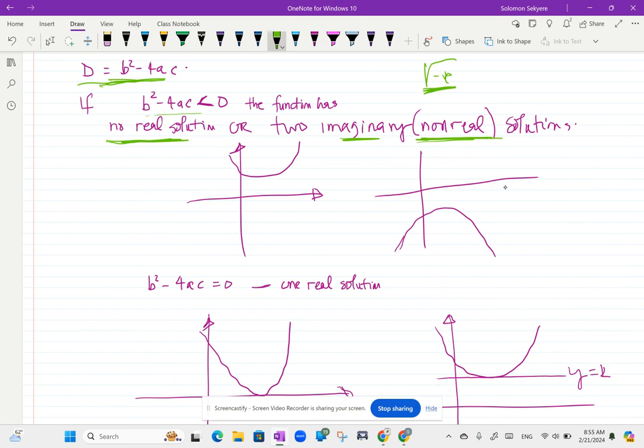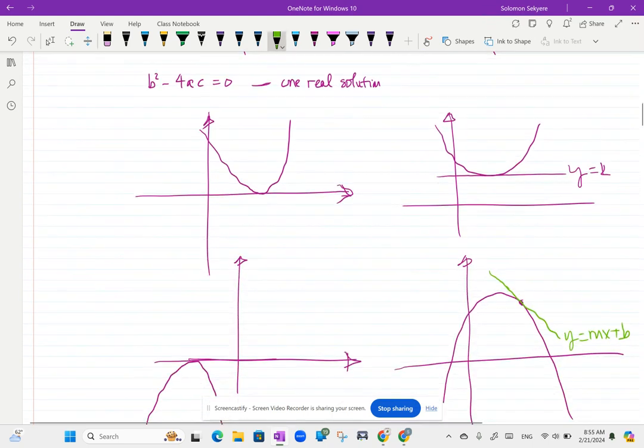And this is what it looks like. It doesn't touch the x-axis. It's just hanging. Or it can have one real solution. In this case, it touches, with repeated roots. In the case of quadratic and linear equations, they meet at one point. It's tangent to it, right?